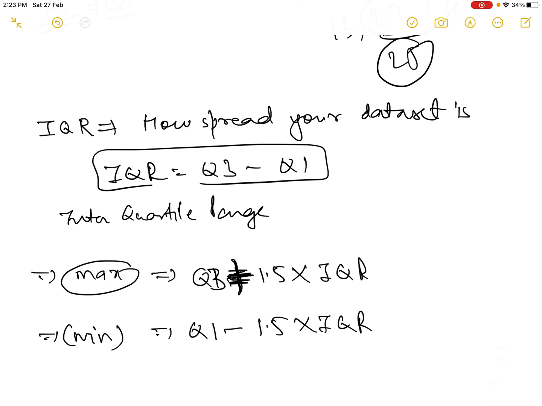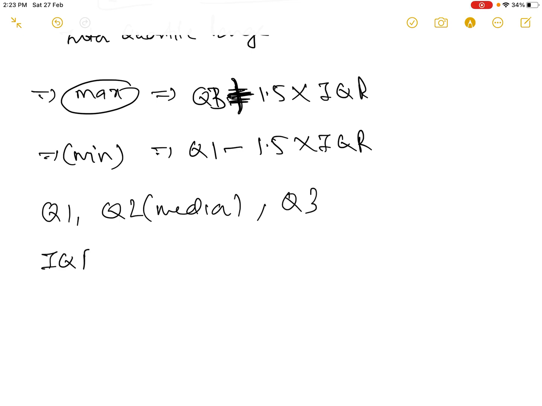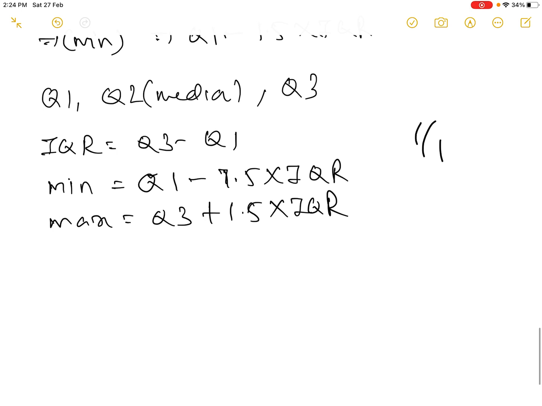So what will happen is, first you calculate Quartile 1, Quartile 2, that is the median, and Quartile 3. Then you calculate the interquartile range, how spread out your data set is. Then you calculate your minimum, that is Quartile 1 minus 1.5 times the interquartile range, and your maximum, Quartile 3 plus 1.5 times the interquartile range. Now any data points which are less than the minimum or greater than the maximum will be considered outliers.